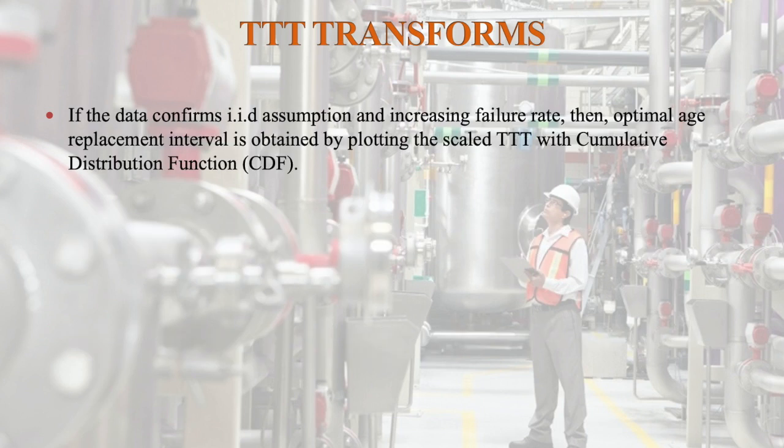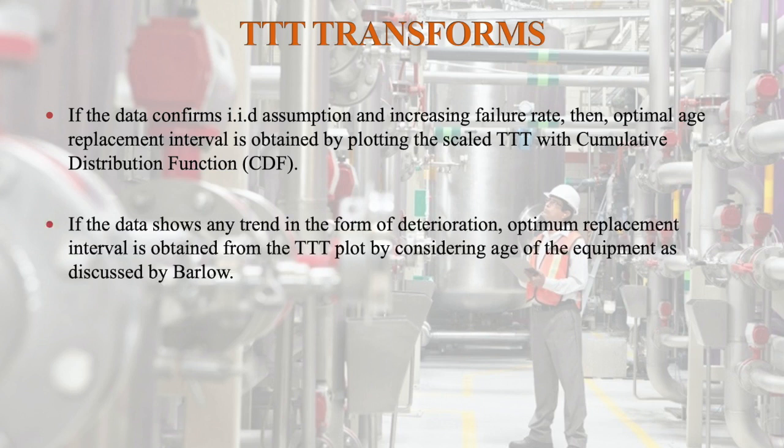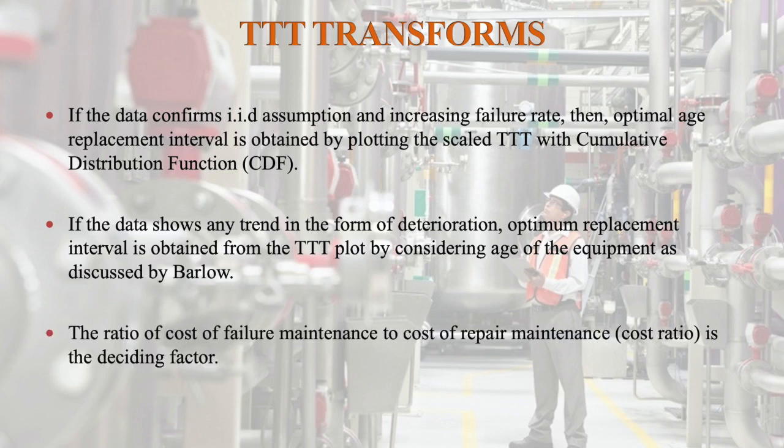If the data confirms the IID assumption and an increasing failure rate, then the optimal age replacement interval is obtained by plotting the scaled TTT with the cumulative distribution function. If the data shows any trend in the form of deterioration, the optimum replacement interval is obtained from the TTT plot by considering the age of equipment, as discussed by Barlow. The ratio of cost of failure maintenance to cost of repair maintenance is the deciding factor, that is known as the cost ratio.